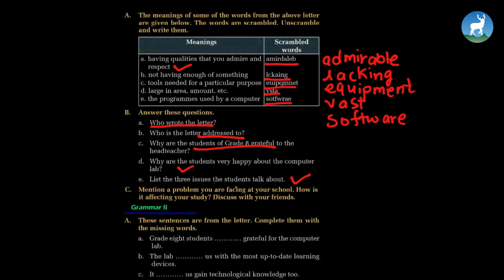Mention a problem you are facing at your school. How is it affecting your study? Discuss with your friends. Please mark this down as your homework. Do not discuss it with your friends. You are supposed to be writing it.